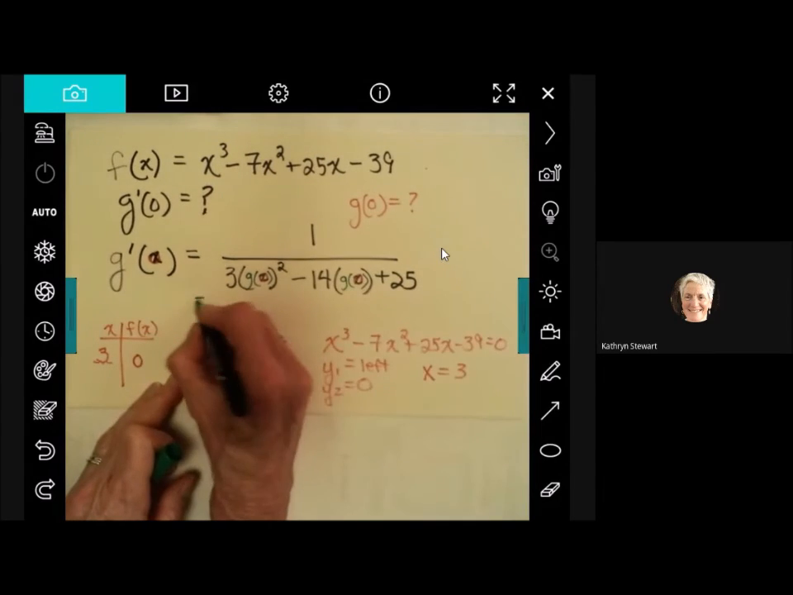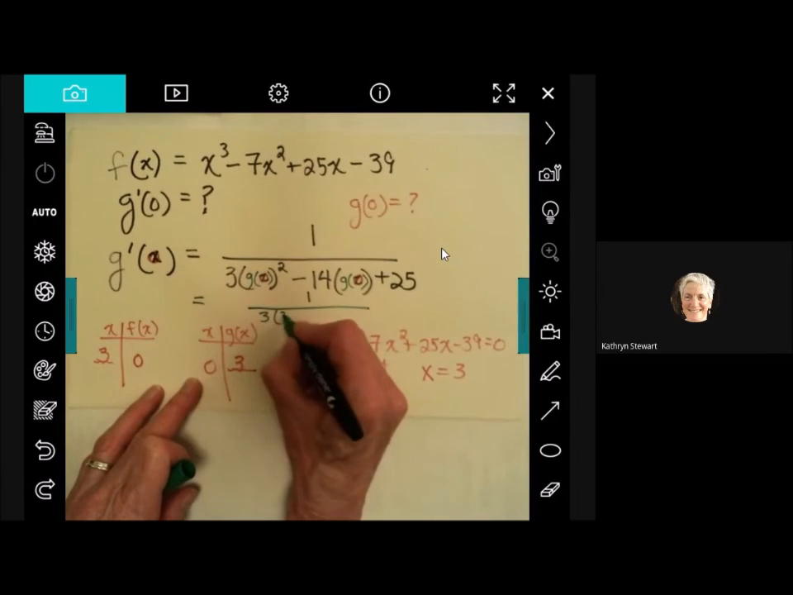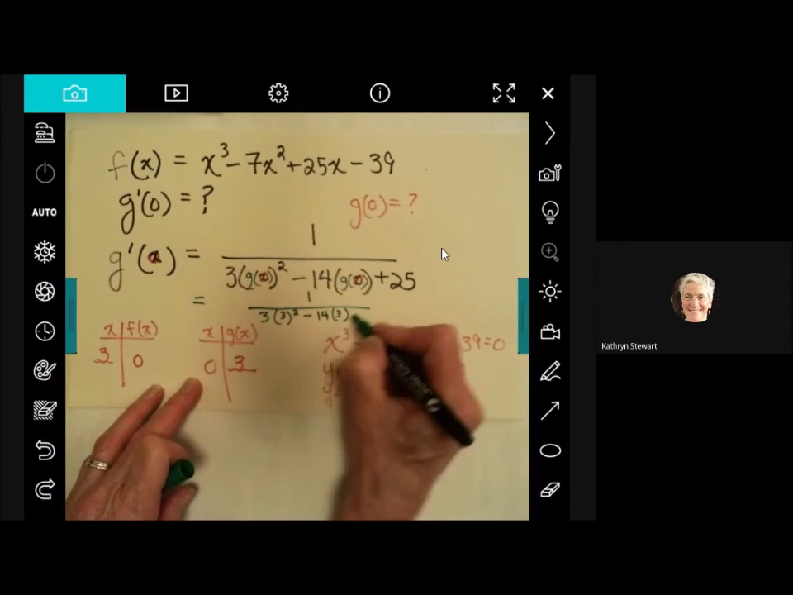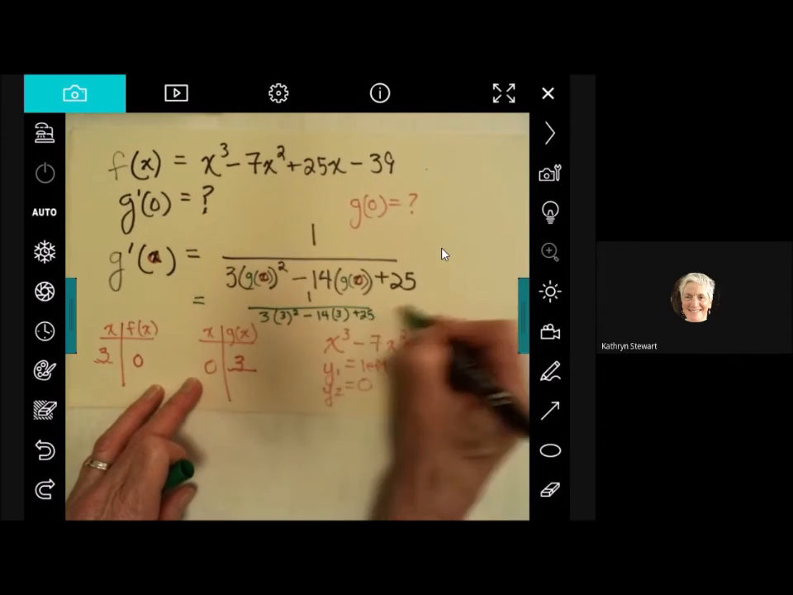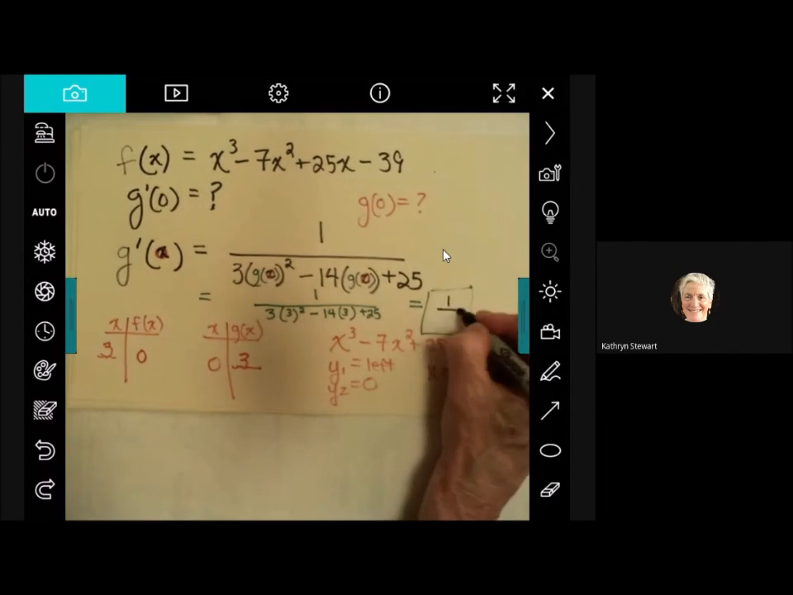So this gives me 1 over, we're getting a little tight here, 3 times 3 squared minus 14 times 3 plus 25. And that is going to give me, drum roll please, 1/10.